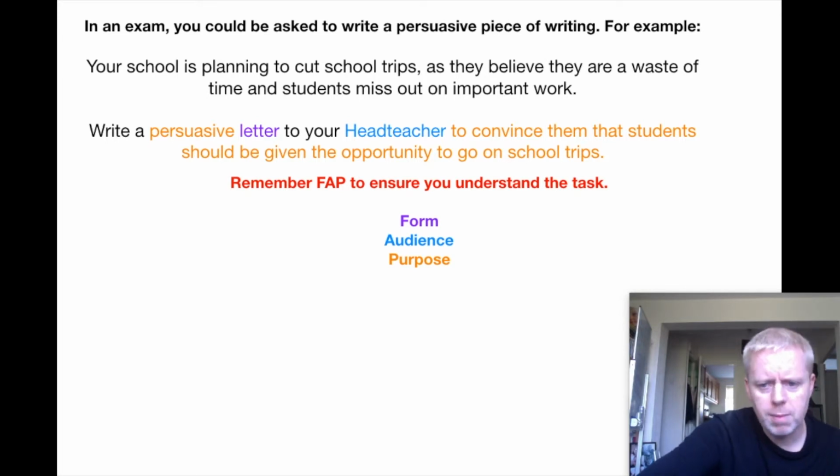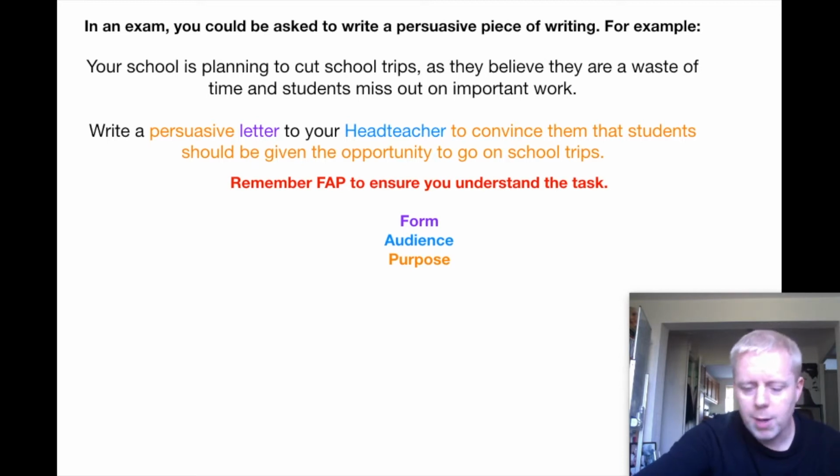So the first thing you do is you need to make sure you understand what the question is asking you to do. So you can FAP the question or GAP the question or TAP the question. So form, audience, purpose, or genre, audience, purpose, or text type, audience, purpose. Whichever one you do. I mean, if you've got one from your teachers at school and you're happy with it, then run with that.